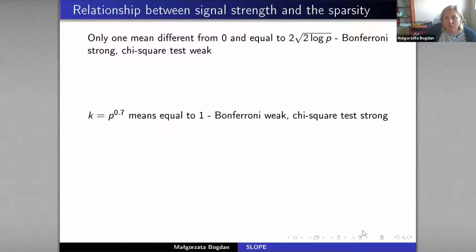So now we have two different tests. One is Bonferroni, one is chi-square. And the situation is that none of them is better than the other one.